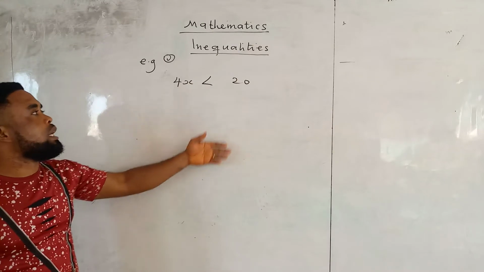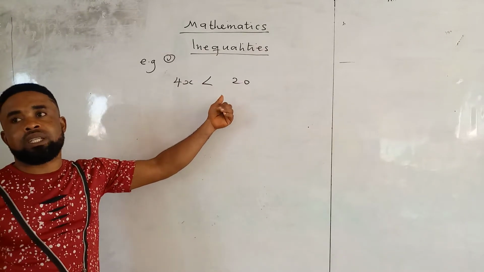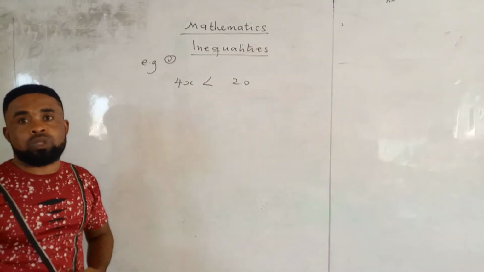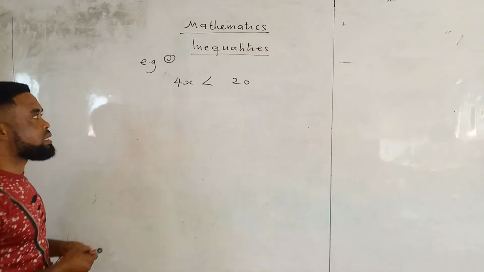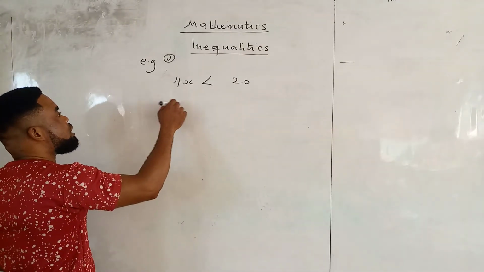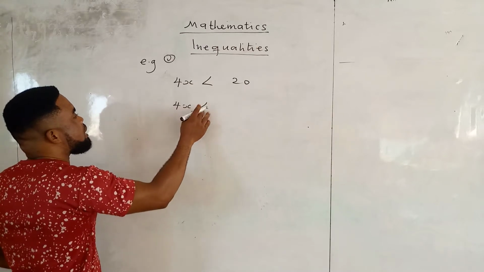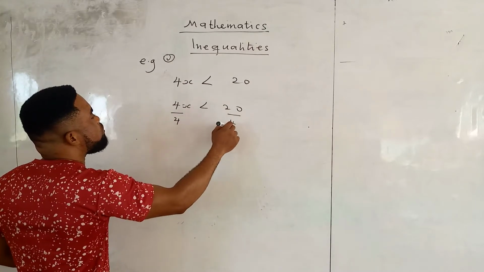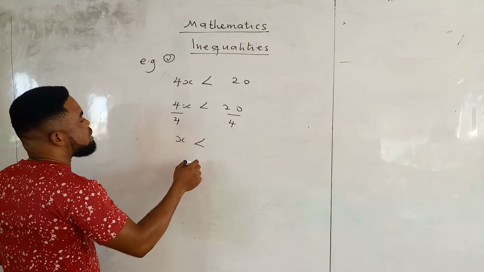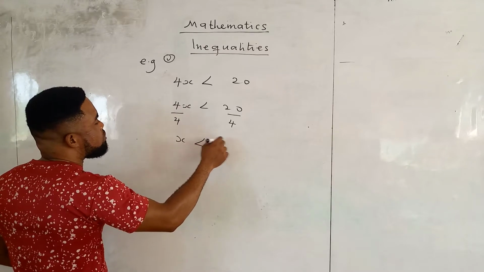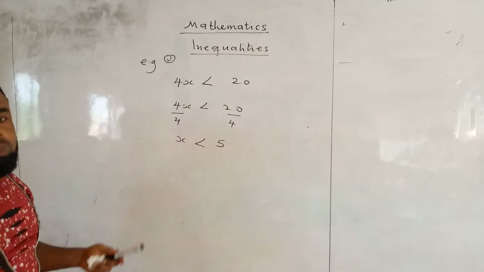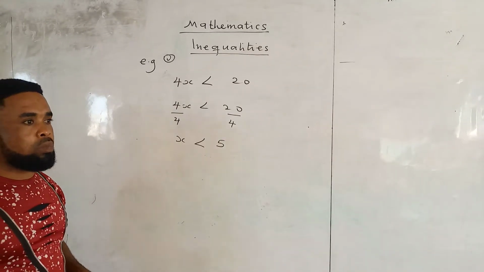So here you can see that 4 is multiplying the x. You have your term without a letter here. It is a number. So what do you do when it is multiplying? The inverse operation is what? To divide. So we divide both sides by the coefficient. So this one here will give us 4x less than 20, divided by 4, divided by what? 4. So our x is less than what? Less than 5.